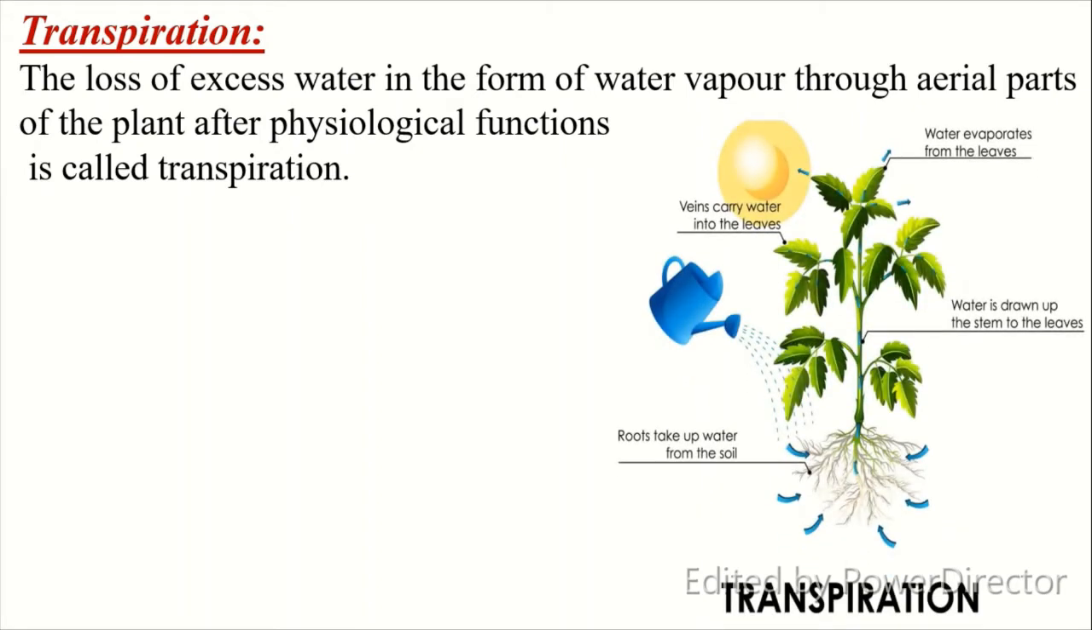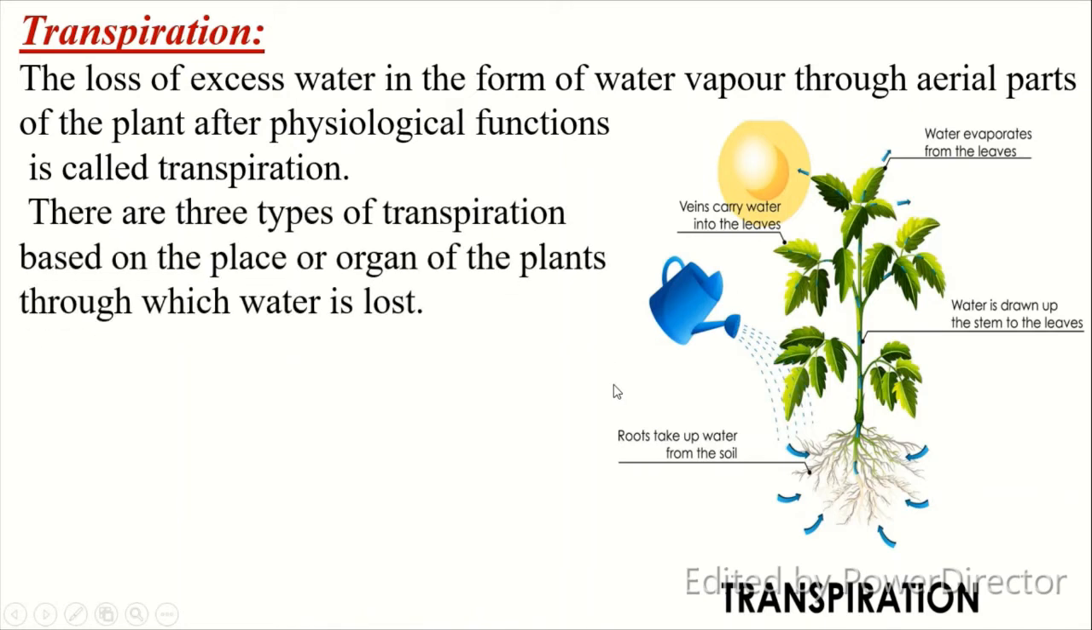Here in the figure, plants absorb water from the soil through their root hairs, and this absorbed water is translocated upwards through xylem vessels. Plants use a small portion of this water in different physiological activities, and the rest of the water is released to the environment as water vapor. So this is the transpiration process.